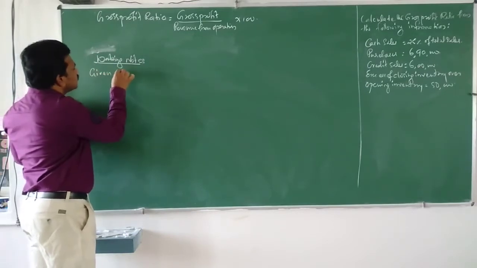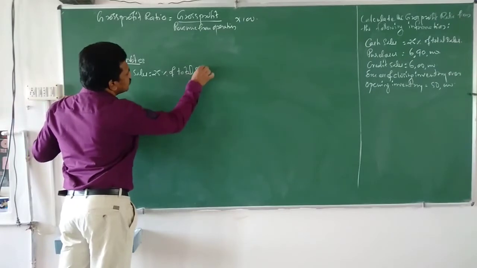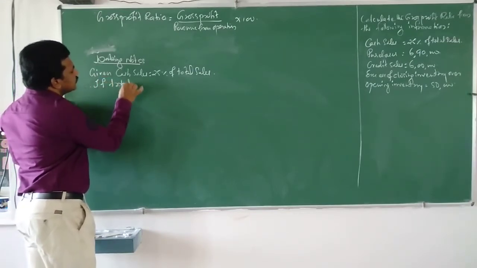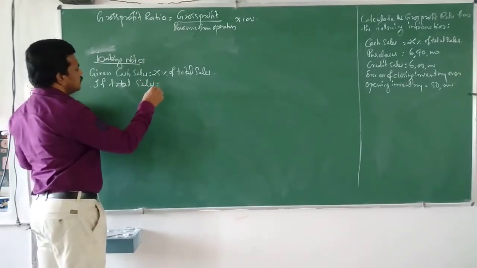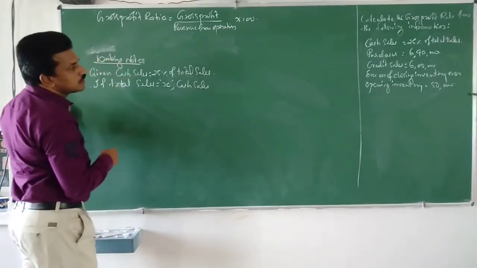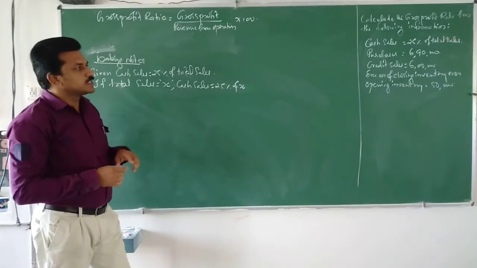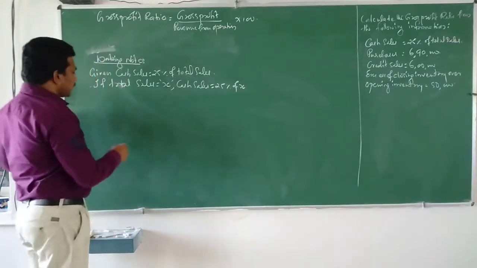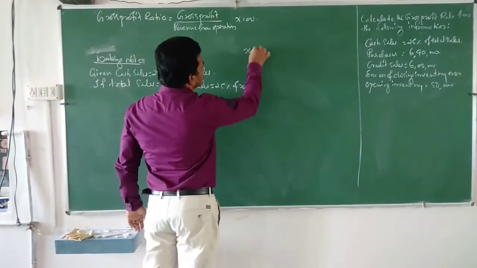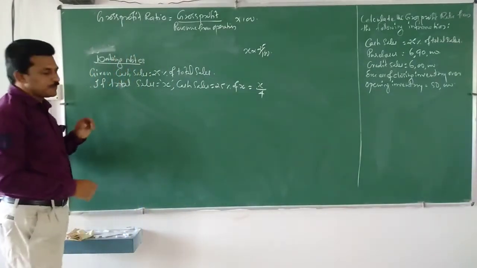Here it is given that cash sales is equal to 25% of total sales. That means if we take total sales as X, then cash sales is equal to 25% of X. 25% of X means X into 25 by 100. So we can write it as X by 4.